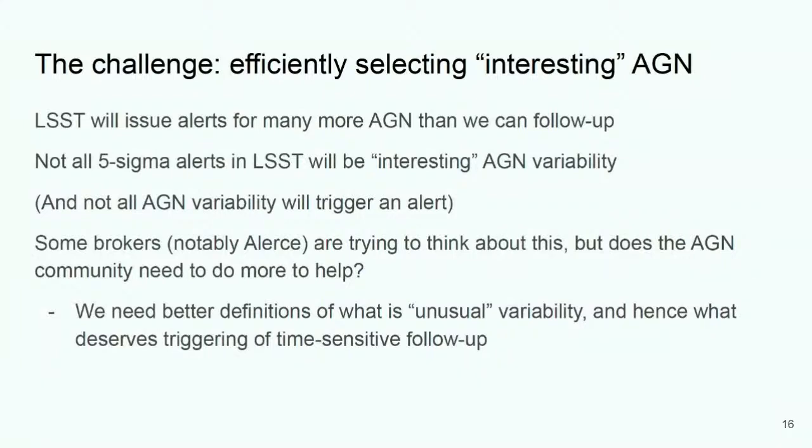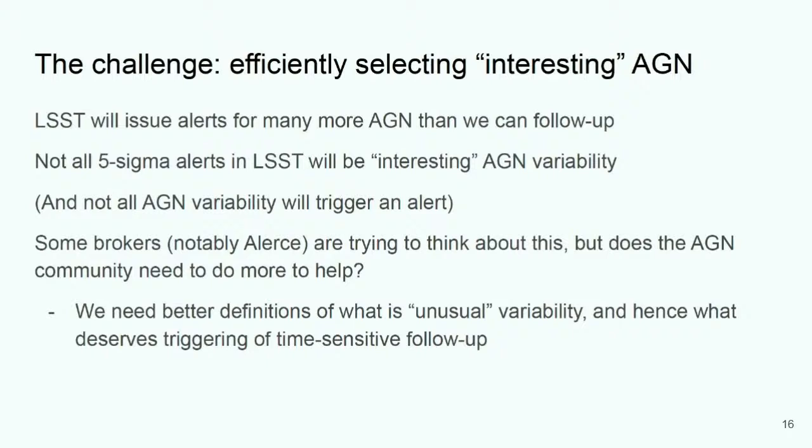And this is only going to get worse in LSST, right? Because LSST is going to give an alert for every sort of 5 sigma change in photometry. And as I said earlier, that's going to be most AGN in the sky at this point. And so just because you've got a 5 sigma alert in LSST doesn't necessarily mean this is a really, really super interesting AGN. You should get a spectrum straight away.